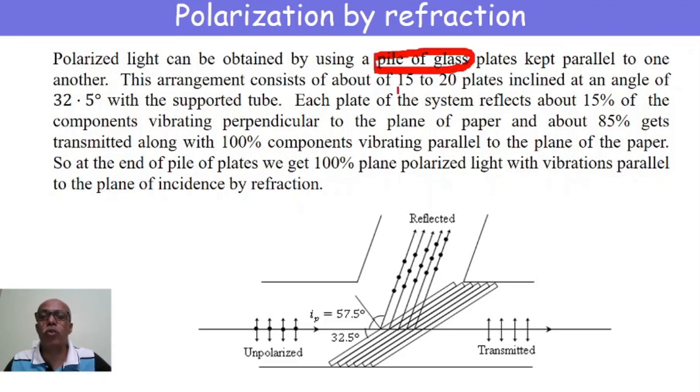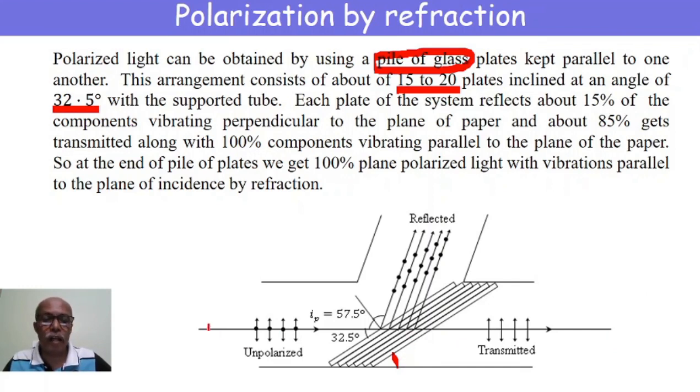Nearly about 15 to 20 glass plates are considered. Right? And these 15 to 20 glass plates are called pile of plates. They are kept in a tube as shown in the diagram, and they are inclined at an angle 32.5 degree with reference to the tube, with respect to the axis of the tube, or with respect to the walls of the tube, right?